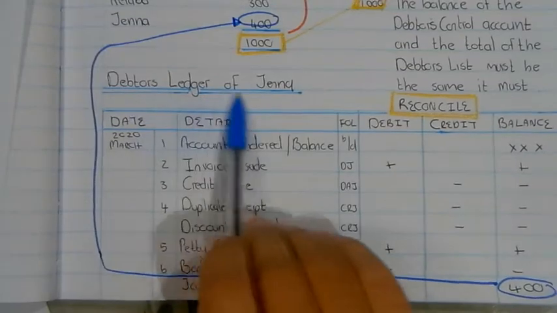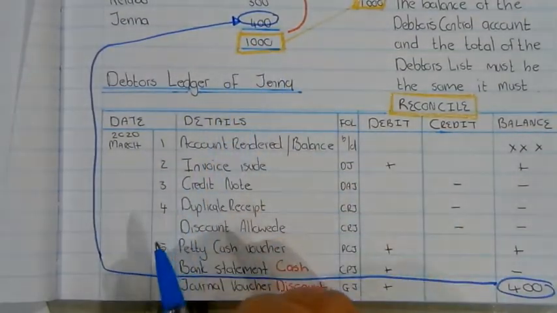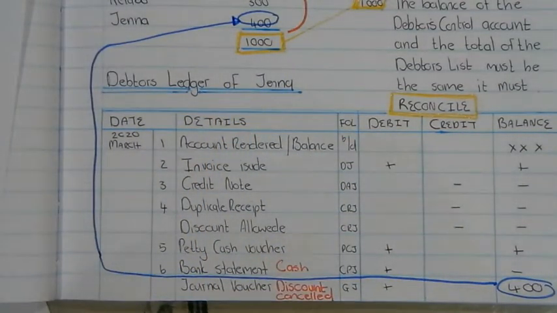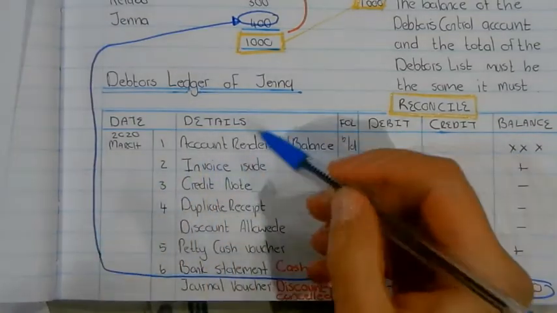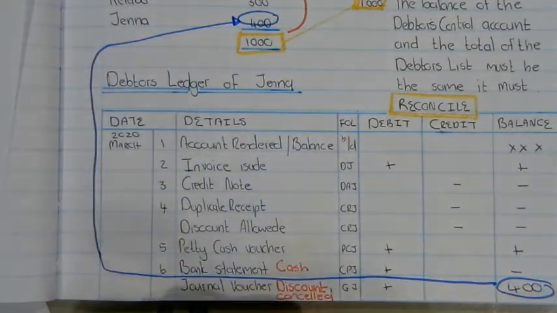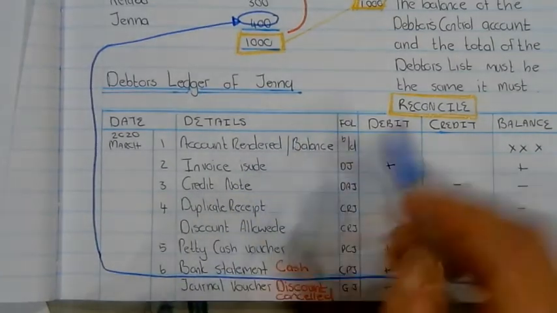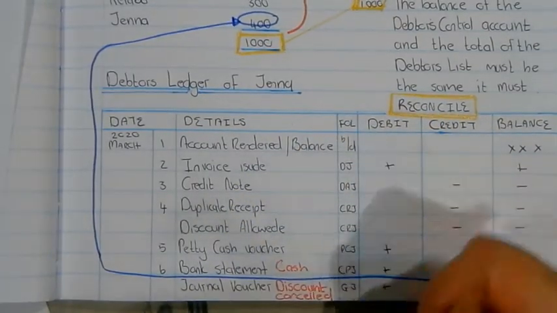We've got here debtors ledger. I just choose Jenna, and transactions that we will see in the debtors ledger will be as follows. Remember, in details, we will always have our source documents. In our folio, we will have our journal.